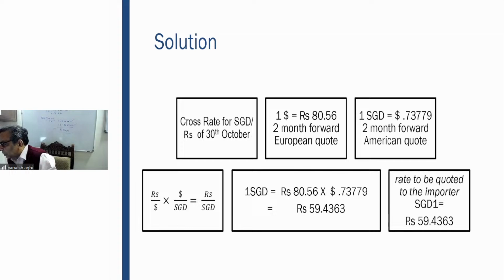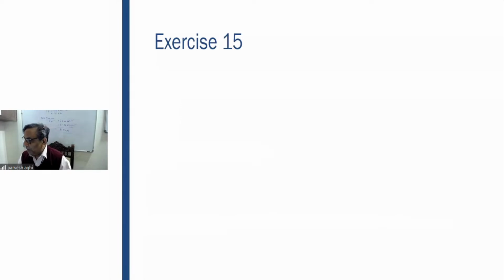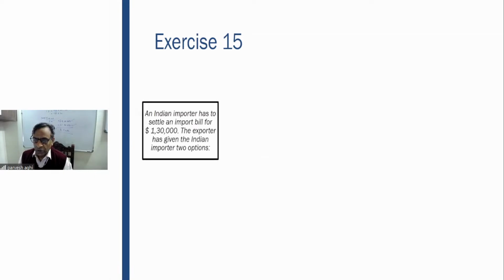Okay. So Satish Kumar, the quote by the bank for selling Singapore dollars is 59.44. Absolutely right. So you got it right. Great. Wonderful. So let's now go to yet another exercise. Satish Kumar, I think you're following everything well. So now we go to another exercise.